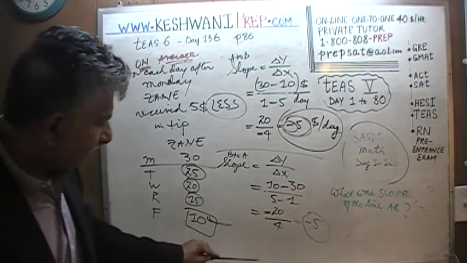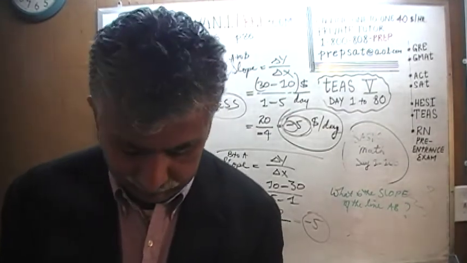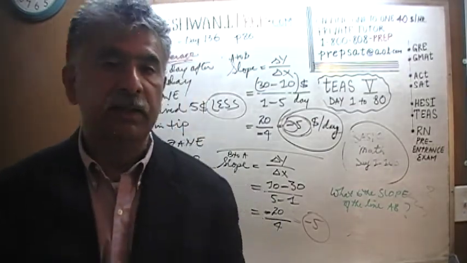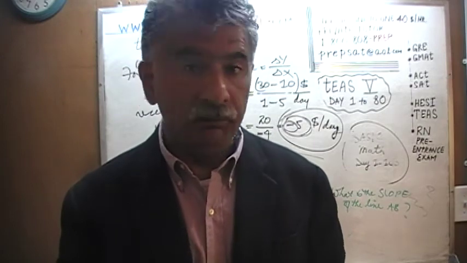Negative 5. On average, this person made $5 less on a given night than the night before, starting from Monday.